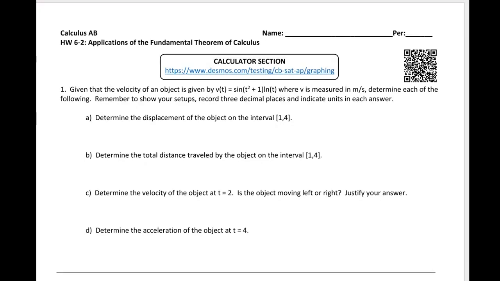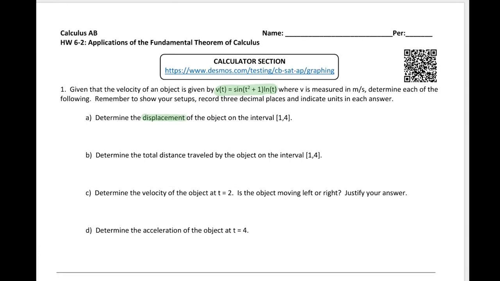Number one says, given the velocity of an object is given by this function right here, this product of sine and natural log, where v is measured in meters per second, determine each of the following. Remember to show your setups, record 3 decimal places, and indicate units in each answer. The first one, part A, says determine the displacement of the object on the interval 1 to 4.